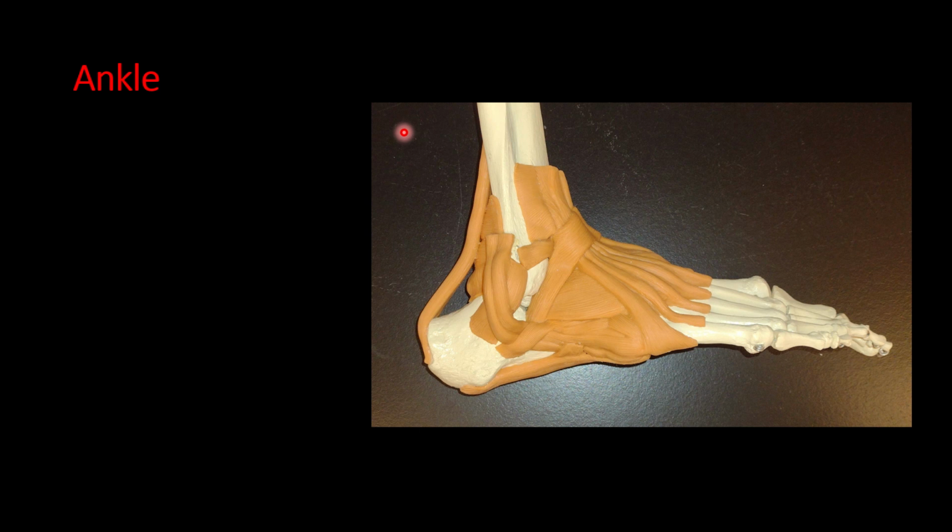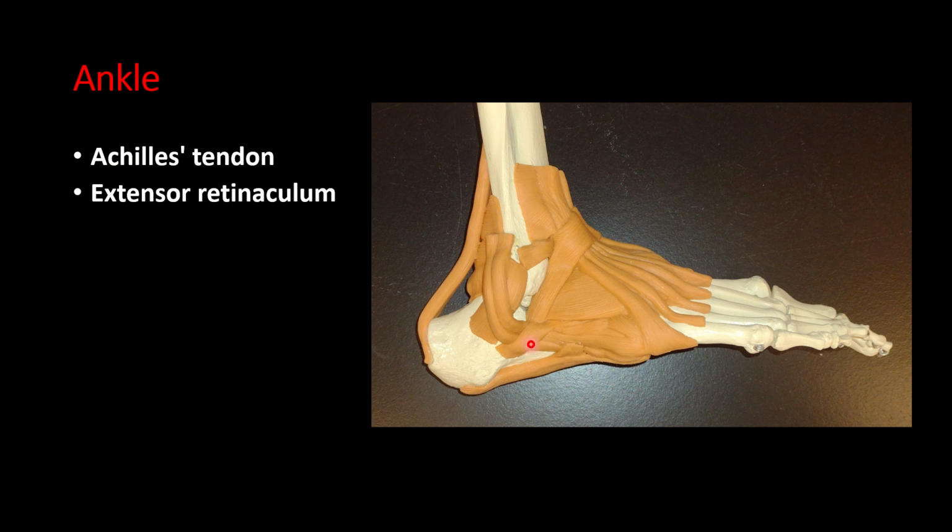Ankle, this model is not very good anatomically, but we will try our best to explain it. So one is the Achilles tendon. Achilles tendon is made of the gastrocnemius and soleus muscles together, and that goes all the way and connects to calcaneus. Extensor retinaculum, this is extensor retinaculum. Fibularis muscles, so you know that it's fibularis longus and brevis, so these are the muscles.